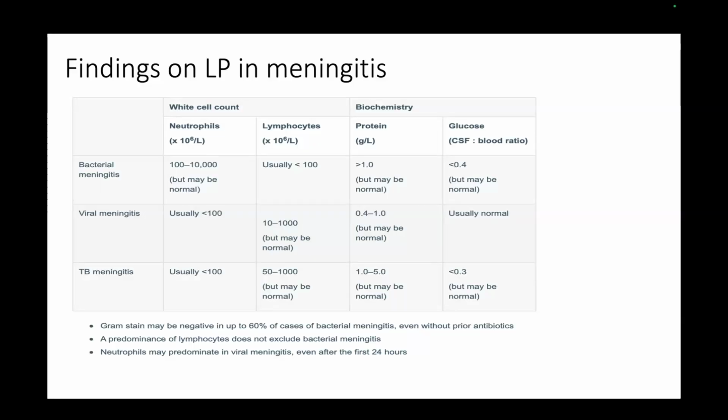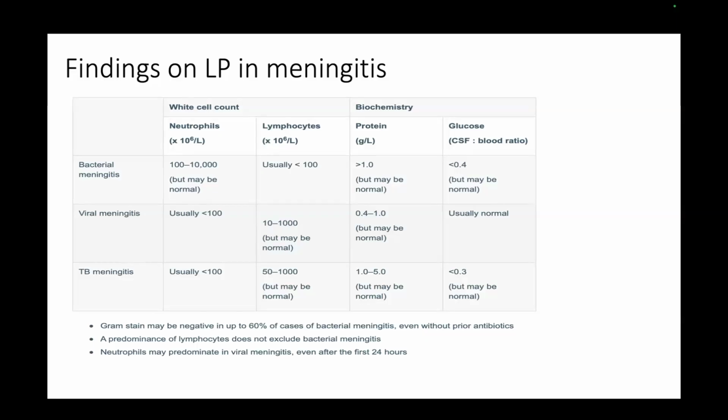In viral meningitis, you're probably not going to see as many neutrophils. You're going to see lymphocytes. Maybe a slightly elevated protein, but maybe normal. And usually the glucose value is normal. And then in TB meningitis, that is interestingly usually predominantly lymphocytes as well, and a really high protein and a really low glucose.